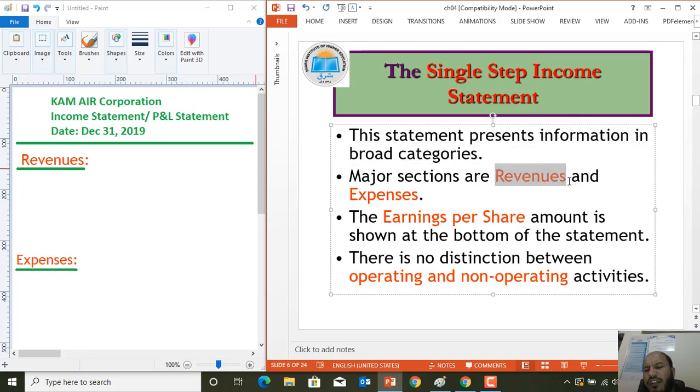Here we will only directly reduce the expenses from revenue.